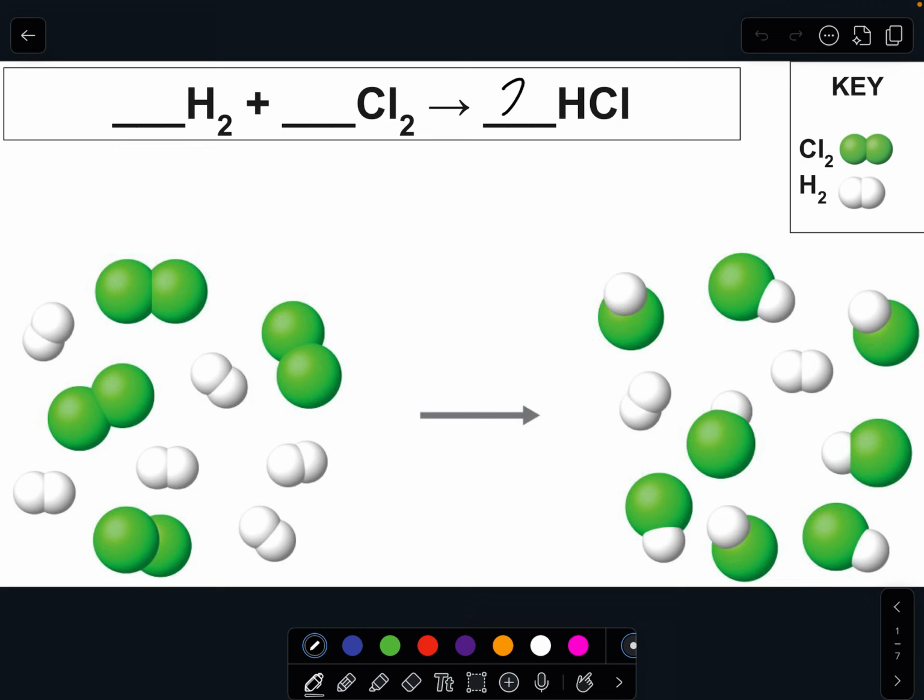So to balance this first equation, all I need to do is put a 2 on the product side, and that will make sure that my hydrogens and chlorines are balanced. So remember, this is just a ratio. It just means that for every 1 hydrogen molecule and 1 chlorine molecule, I can make 2 HCl's.